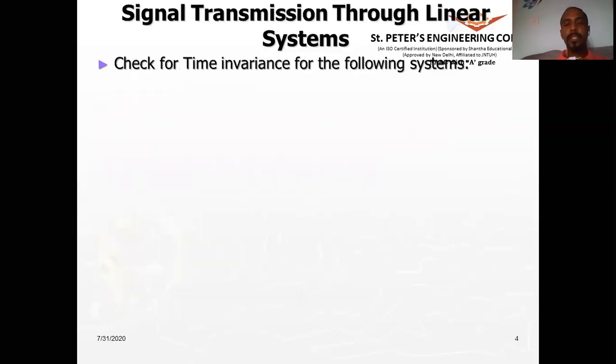That was a very simple example. Now let us take another example. Y of t is equal to x of minus t. Now what is the T operator doing? It is touching upon the independent variable t, and it is reflecting the signal.